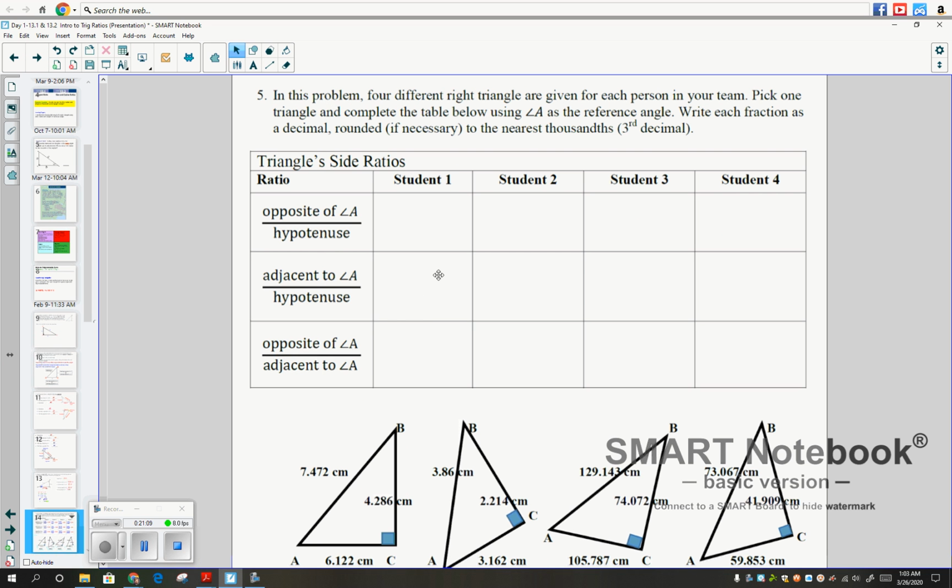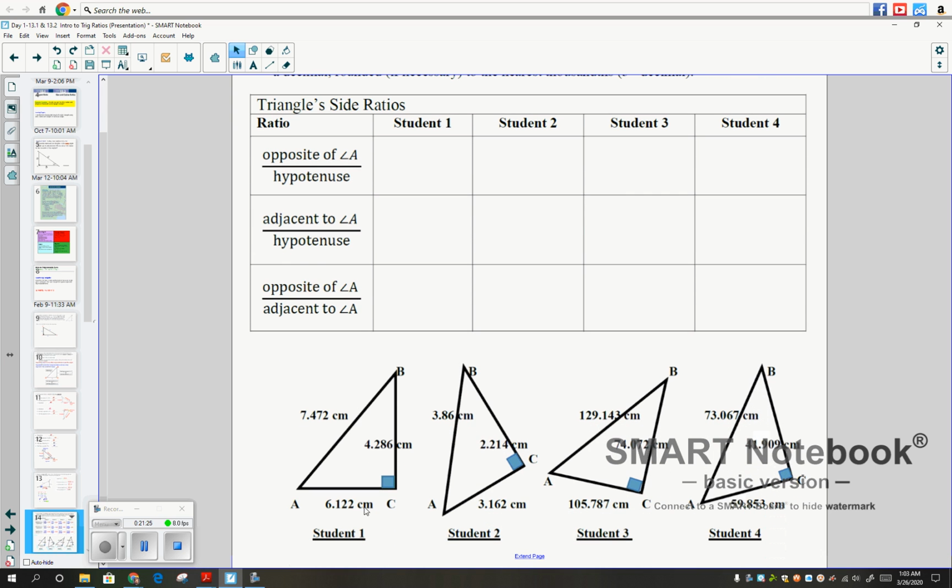Moving on to number 5. In this problem, there are 4 different right triangles that are given down below. Their measurements are given for you. This was set up for you to work in your groups. Each student would write the ratios. Student 1 would look down below at the first triangle. Student 2 would be the second triangle, then the third, and the fourth.